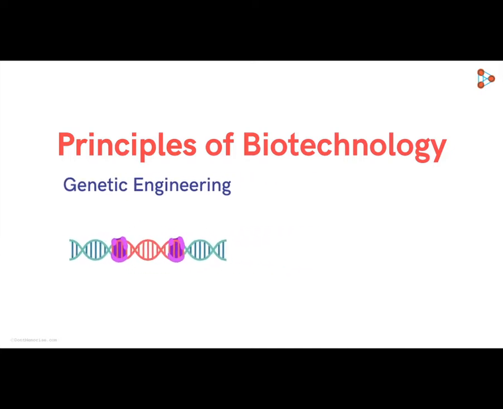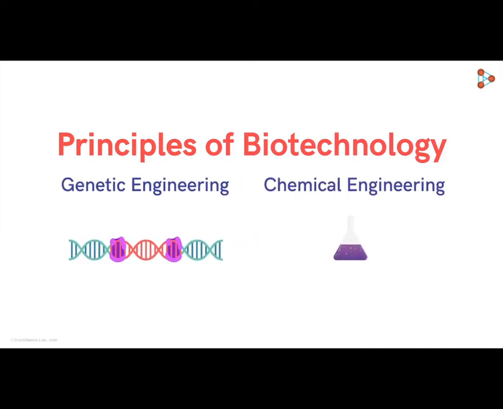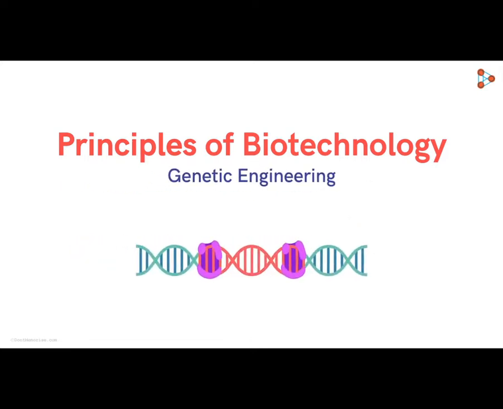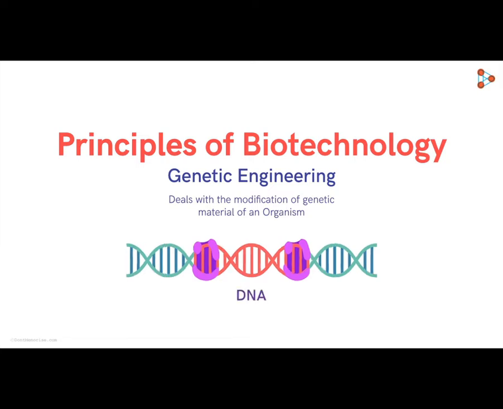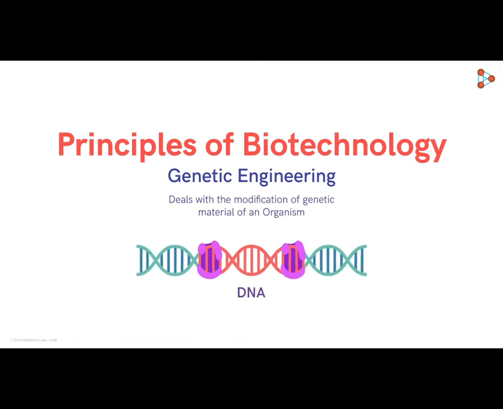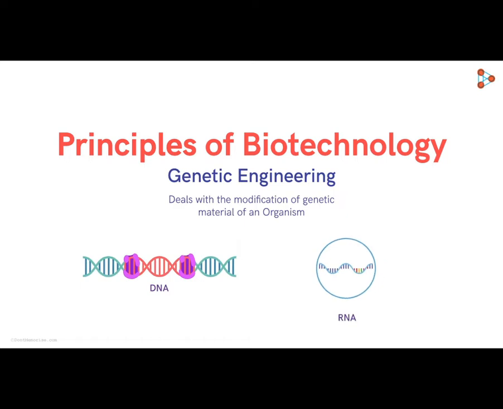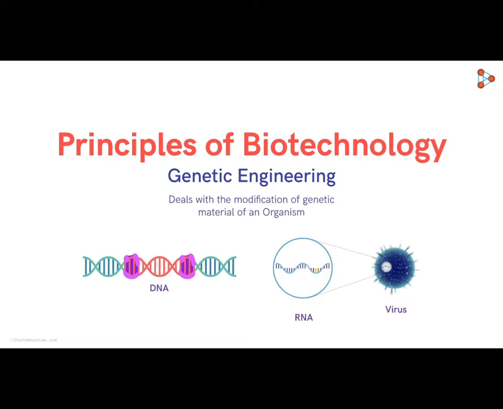That is, genetic engineering and chemical engineering. Genetic engineering is the branch which deals with the modification of the genetic material of an organism. And which genetic material are we referring to? You know that it's DNA, which is the genetic material for most organisms. And what about the remaining ones? Well, in them it's RNA which acts as the genetic material, just like in the case of some viruses. So genetic engineering deals with the manipulation of genetic material.